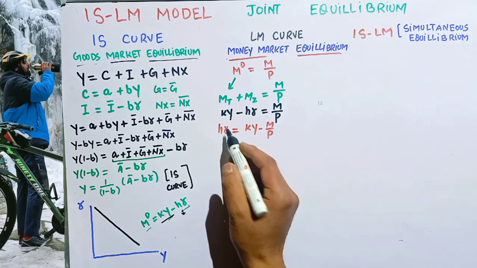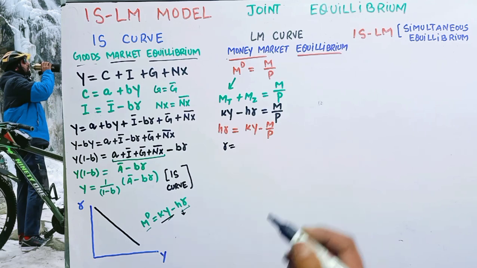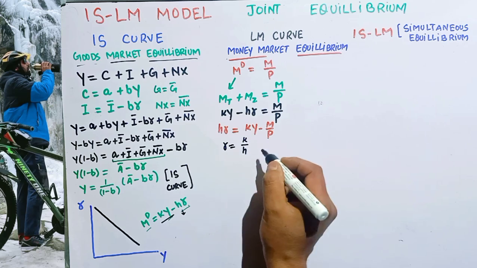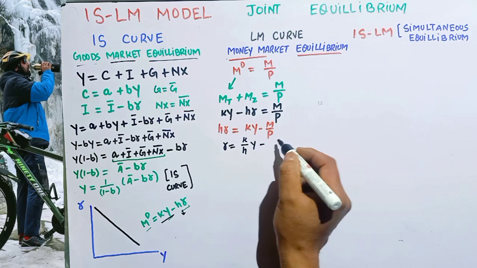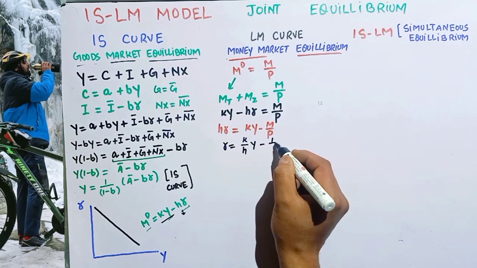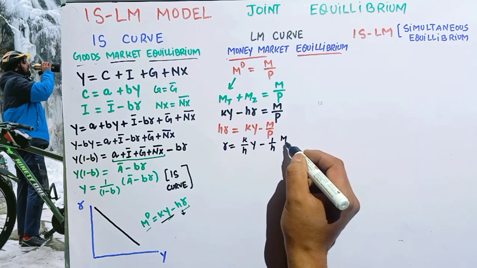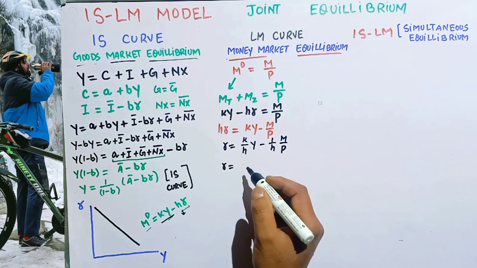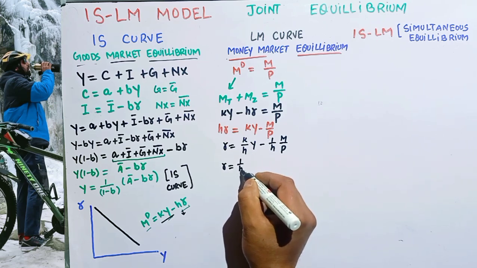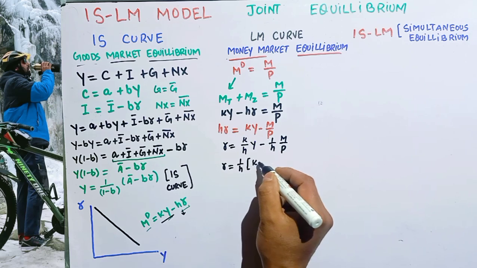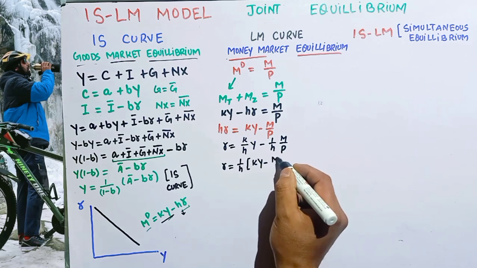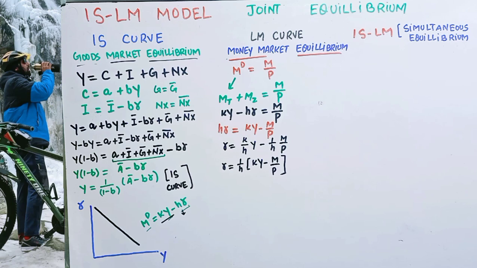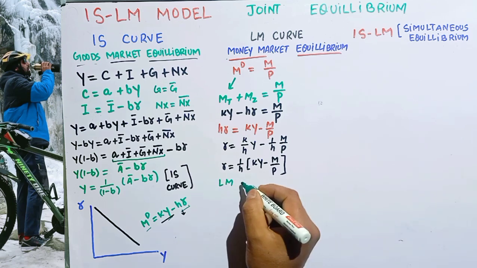So our R will be equal to, if I transpose, K upon H Y minus 1 upon H M upon P. Or we can write it in this fashion also if we want, that is 1 upon H times KY minus M upon P. This is our LM equation. So this is our LM curve.